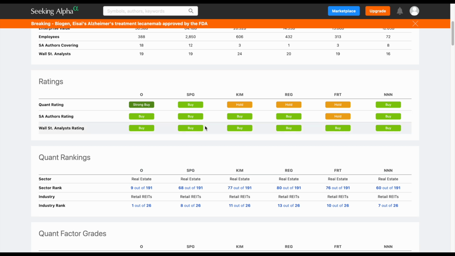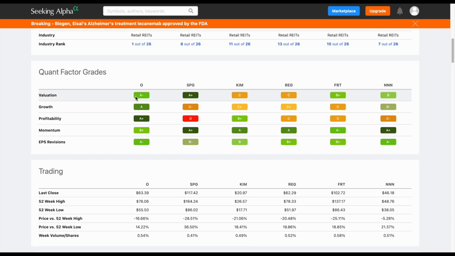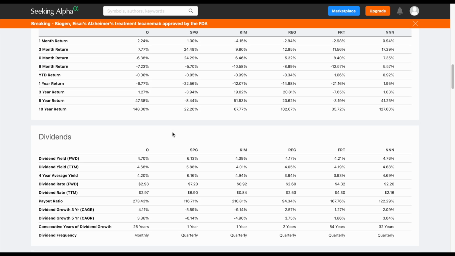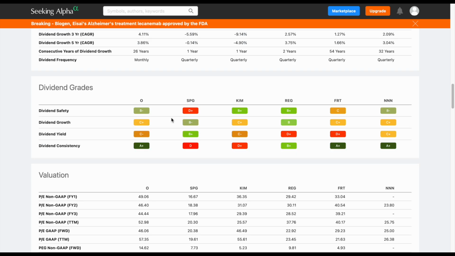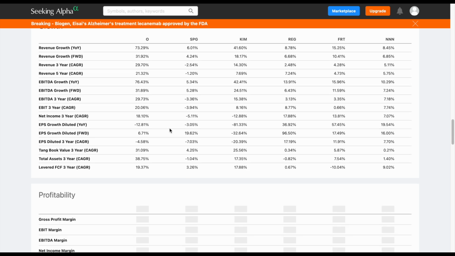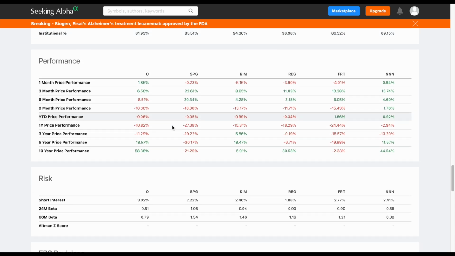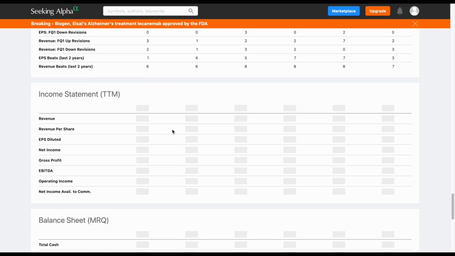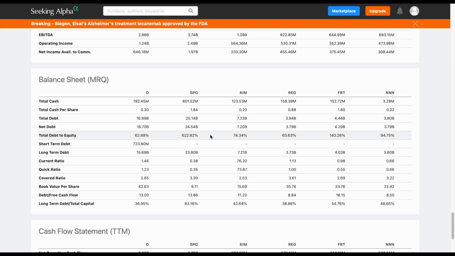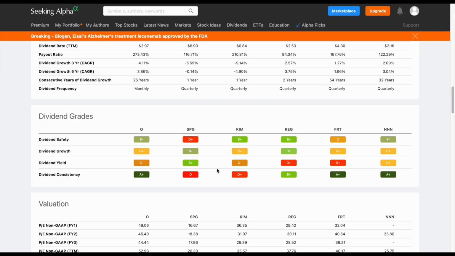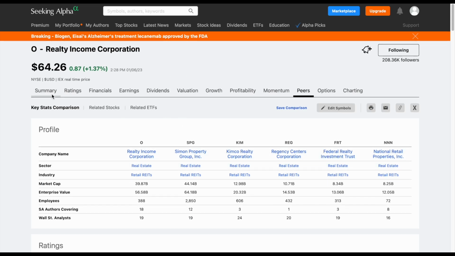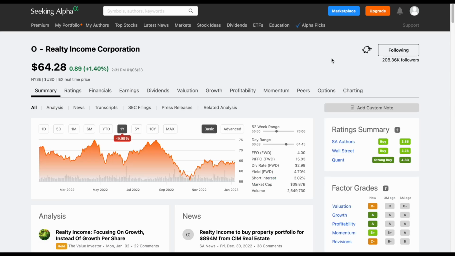As we can see right here, we have their ratings, we have their quant factor scores, how they've traded, their total returns over different time periods, their dividends, dividend grades, their valuations, their growth, and their profitability and ownership. And if we come down here, we can see their performance, risk, and of course, we want to see things like their income statement and balance sheet and cash flow. So if we scroll back up, you can do really in-depth analysis on each individual stock. So for me personally, that is one of the main ways that I like to use Seeking Alpha.